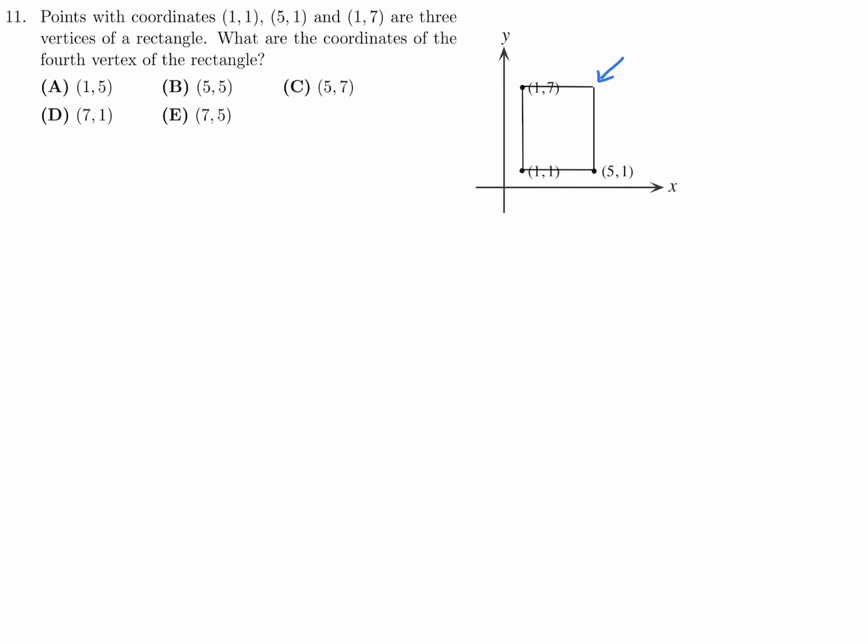Well, it's obviously going to have an x and y. The x is going to be the same as this guy right here. You're just going straight up, so the x doesn't change from that point. The y is going to be the same as this guy right here because you're going straight across, and that means the y coordinate doesn't change from this point. So that's a 7. And that's it. So number 11, the answer is C.